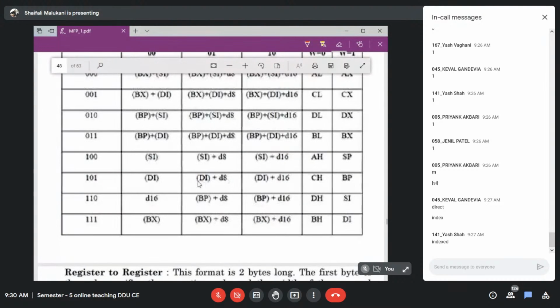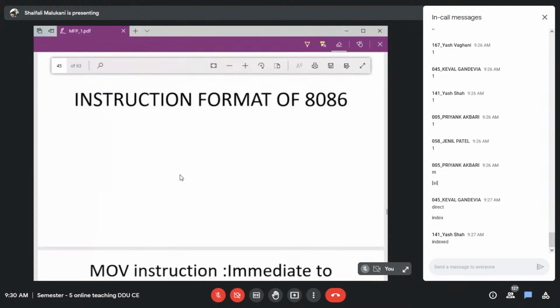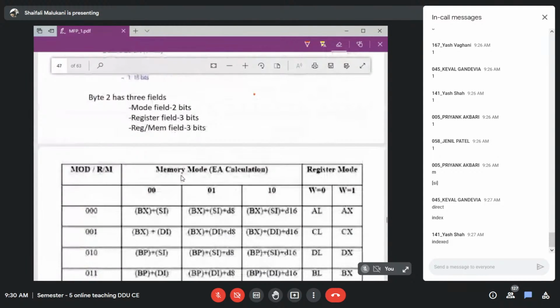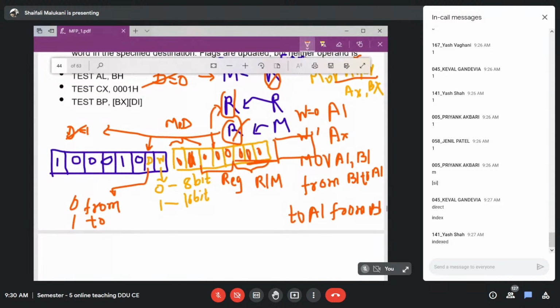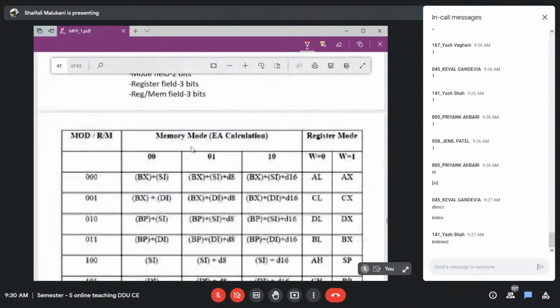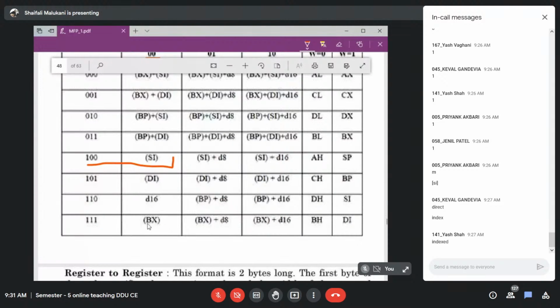Suppose, as Priyank said, it is SI. If I want to write SI, what will be my mode value? The R/M value will be 100, and mode will be 00. So mode will be 00, and the R/M value will be 100. That means you have to take the data from that SI. So this is the entire table, right?